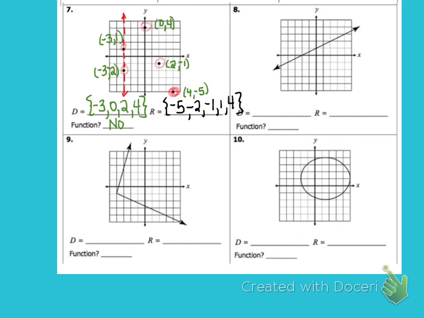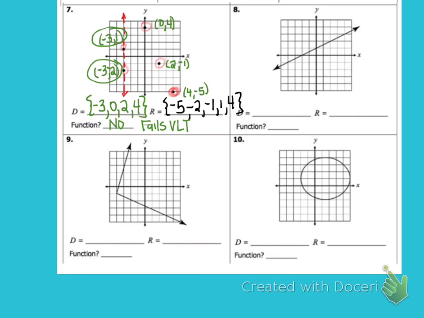And then the reason why is it fails the vertical line test. So we'll sometimes abbreviate that like this, fails the VLT. And then to really emphasize that, we can actually show these 2 ordered pairs where they have the same x value but different y values.